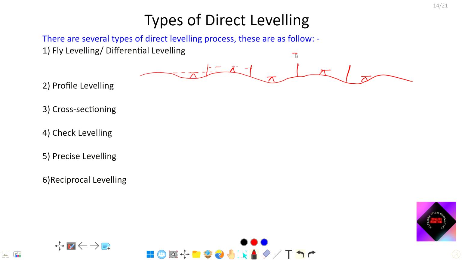It is also called differential leveling, or jump leveling. Somewhere I have seen that it has been written jump leveling. You are jumping from one position to the next position.